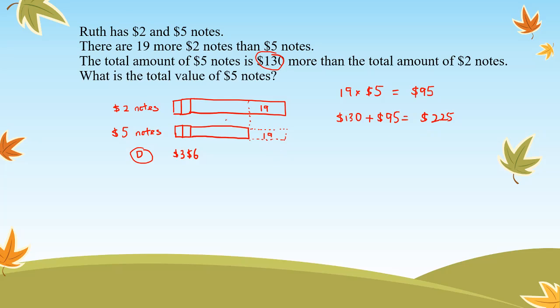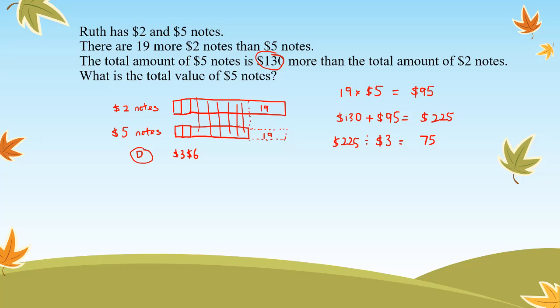Now it's easy already because they have the same number. So we just need to find out how many sets of $2 and $5 notes we have in these two bars. Now how do you divide? Because the difference is 3, you can have 225 divided by 3, which will give you 75.